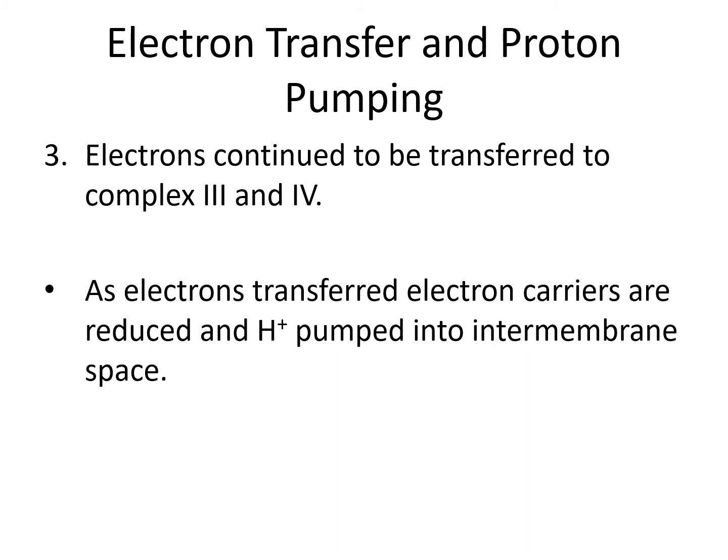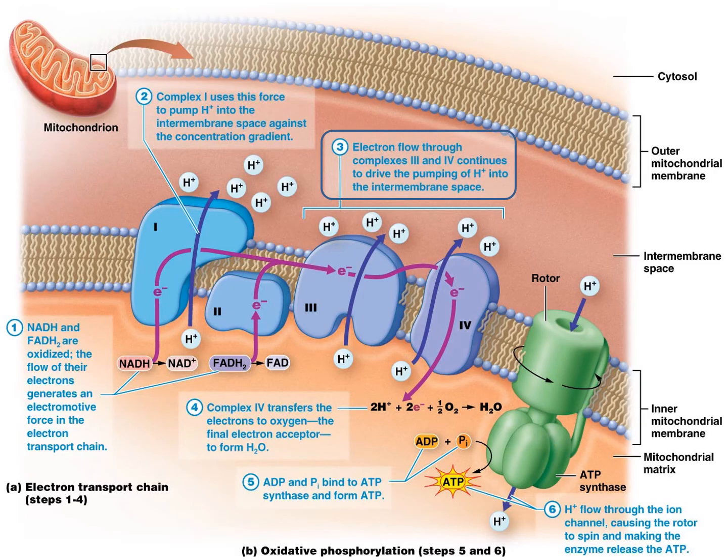In the third step, electrons continue to be transferred to complex 3 and 4. Then, as electrons are transferred, they work similarly. The electron carriers are reduced, and the hydrogen ions are pumped into the intermembrane space. So all 4 complexes are going to pump hydrogen ions into the intermembrane space. So we have a high concentration there.